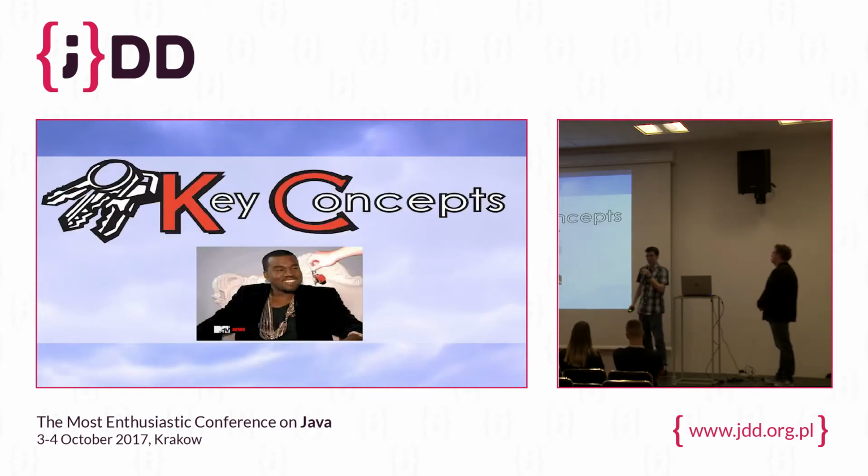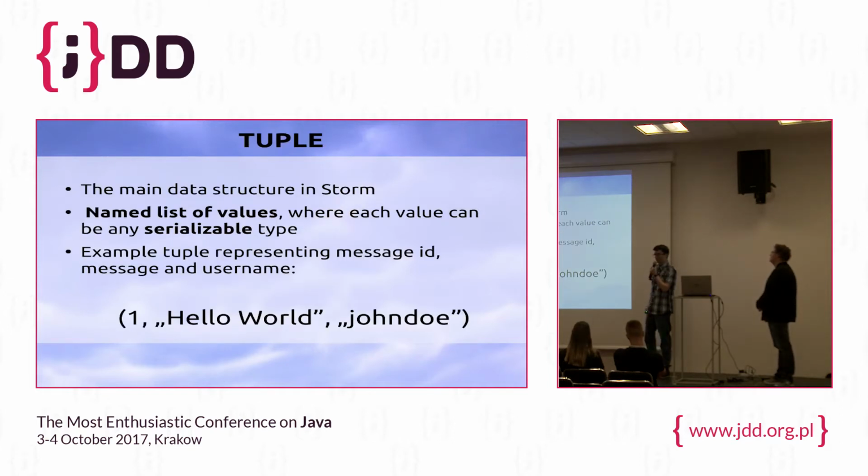Now let's move to key concepts. The first key concept is the tuple. Tuple is simply the main data structure in Apache Storm. It is a named list of values of any serializable types. Why does it need to be serializable? Apache Storm applications live in a distributed environment, so your tuples are going through different nodes. They have to be first converted to byte streams and then recreated on other nodes and processed by other components. Here you can see an example tuple with ID, message, and a nickname. It can be, for example, a tweet.